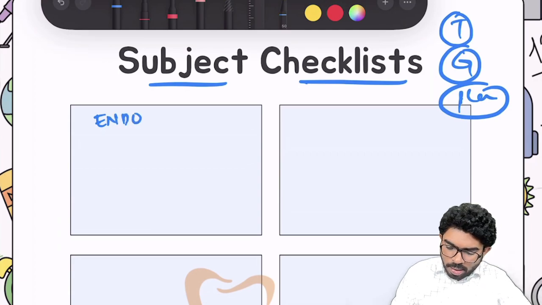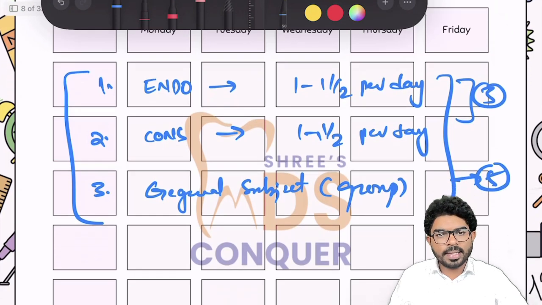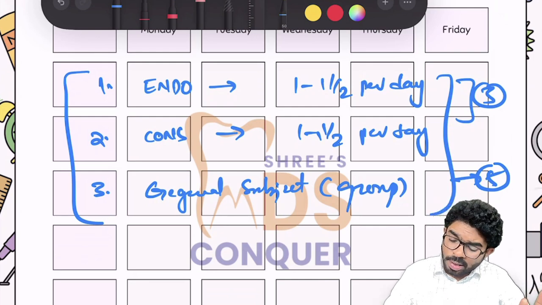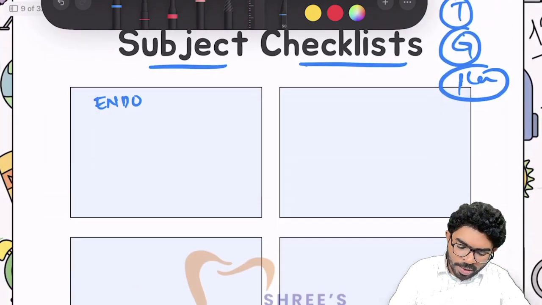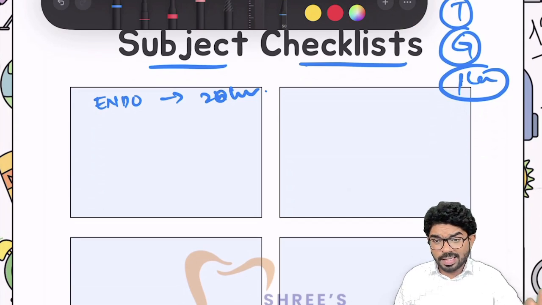For example, this particular individual is going to read endo 1.5 hours per day, and she or he is going to read this for 2 weeks. Assuming that they're going to do this for 2 weeks, each of 1.5 hours per day, that turns around to 20 hours of prep. So now I got a time limitation for endo. 20 hours is my time limitation in this 3 months.